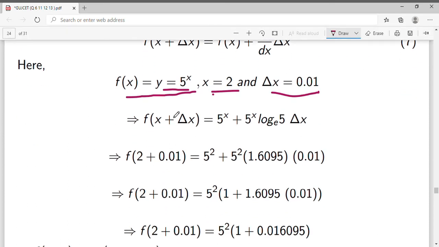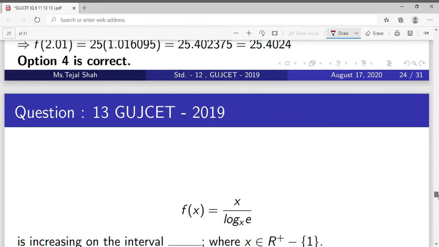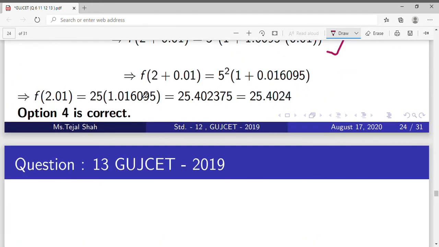f(x) equal to 2, delta x is 0.01, that is x is 2, 5 square plus 5 square log 5, which is given. Okay, so put this value and delta x is 0.01. From this, take 5 square outside and simplify. So here we get the answer f(2.01) equal to 25 into this number. So we get 25 into 4.02375.